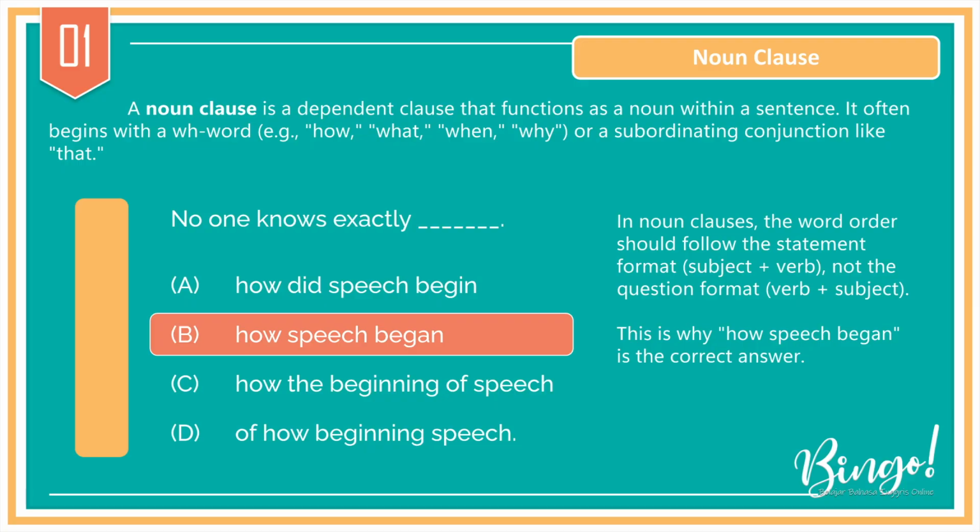Answer 1. A noun clause is a dependent clause that functions as a noun within a sentence. It often begins with a WH word, e.g., how, what, when, why, or a subordinating conjunction like that. In noun clauses, the word order should follow the statement format, subject plus verb, not the question format, verb plus subject. This is why how speech began is the correct answer.